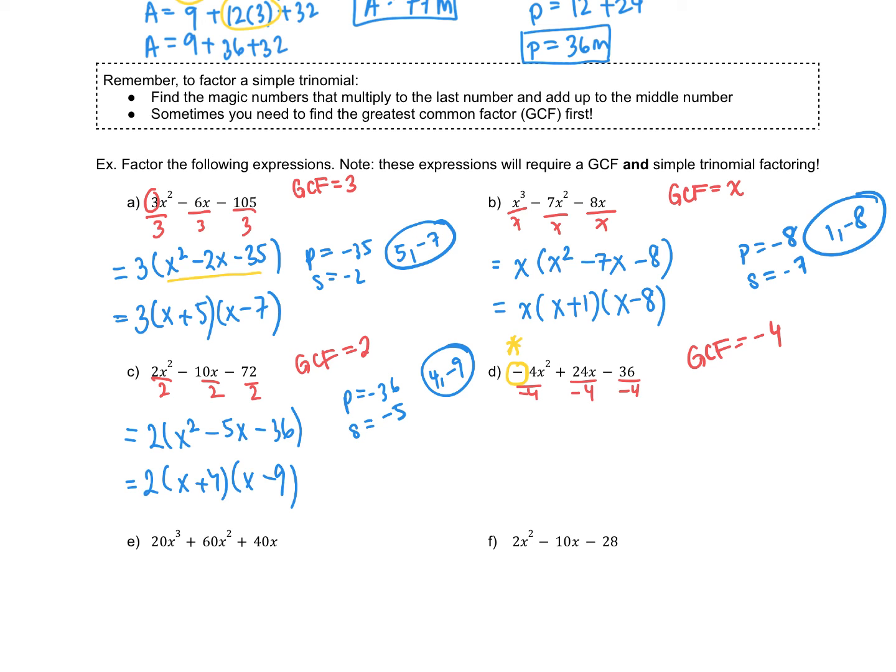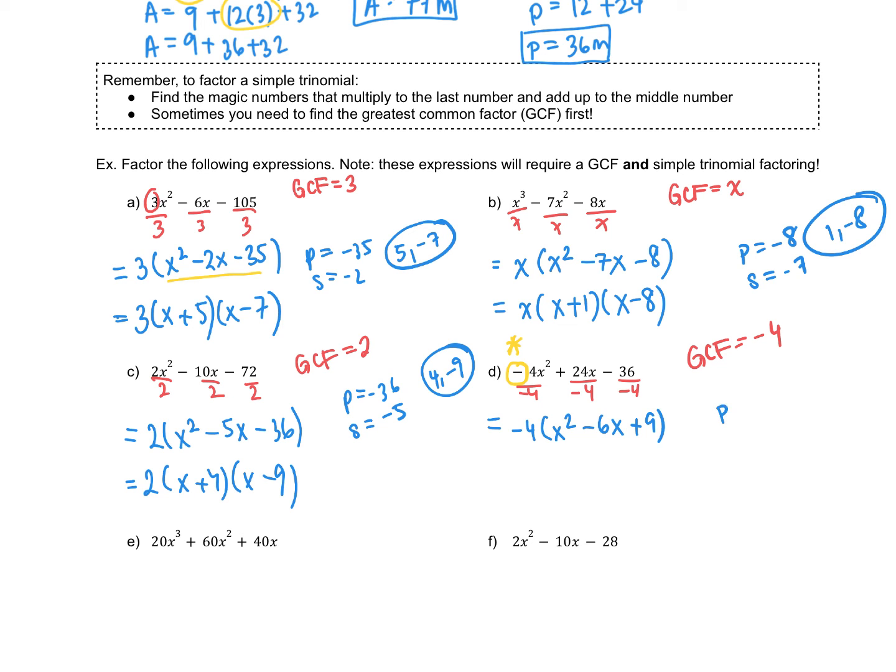Now sometimes that might not work because it's just a common factor, it's not two methods rolled up in one. But when I do want to see both methods, this will happen. So when I do -4 divided by -4, we get +1, perfect. 24 divided by -4 is -6x's, and then -36 divided by -4 is +9.